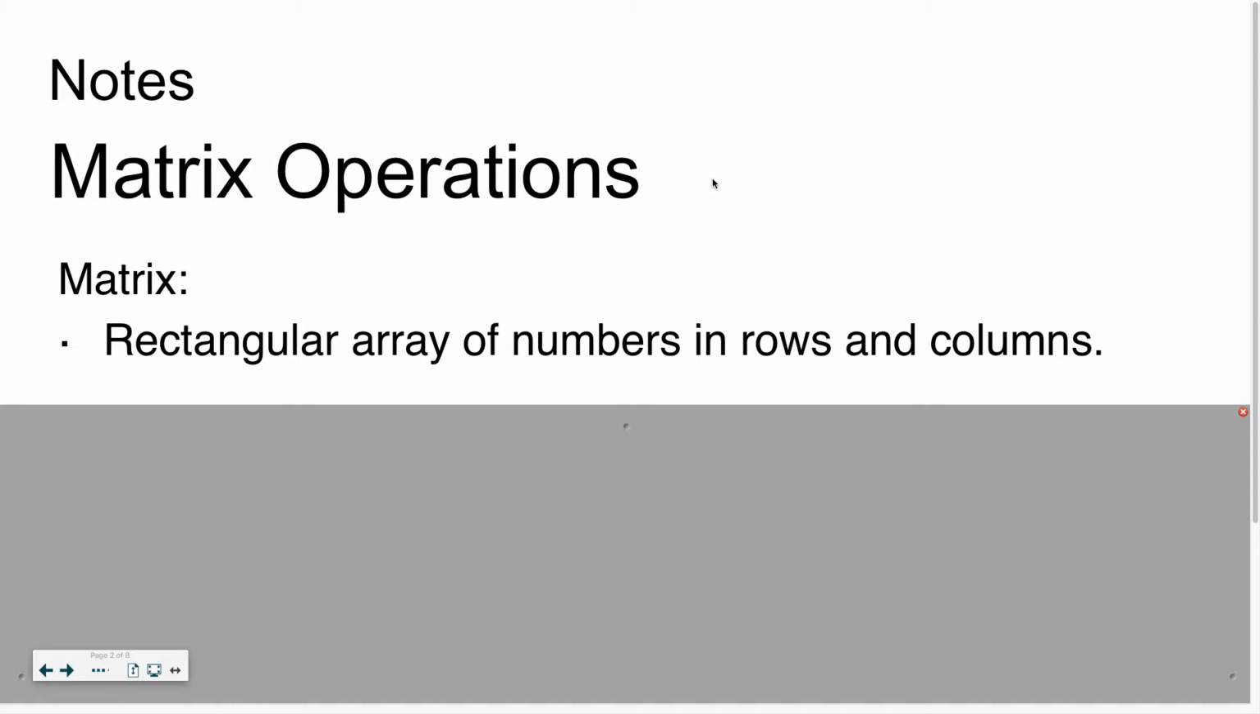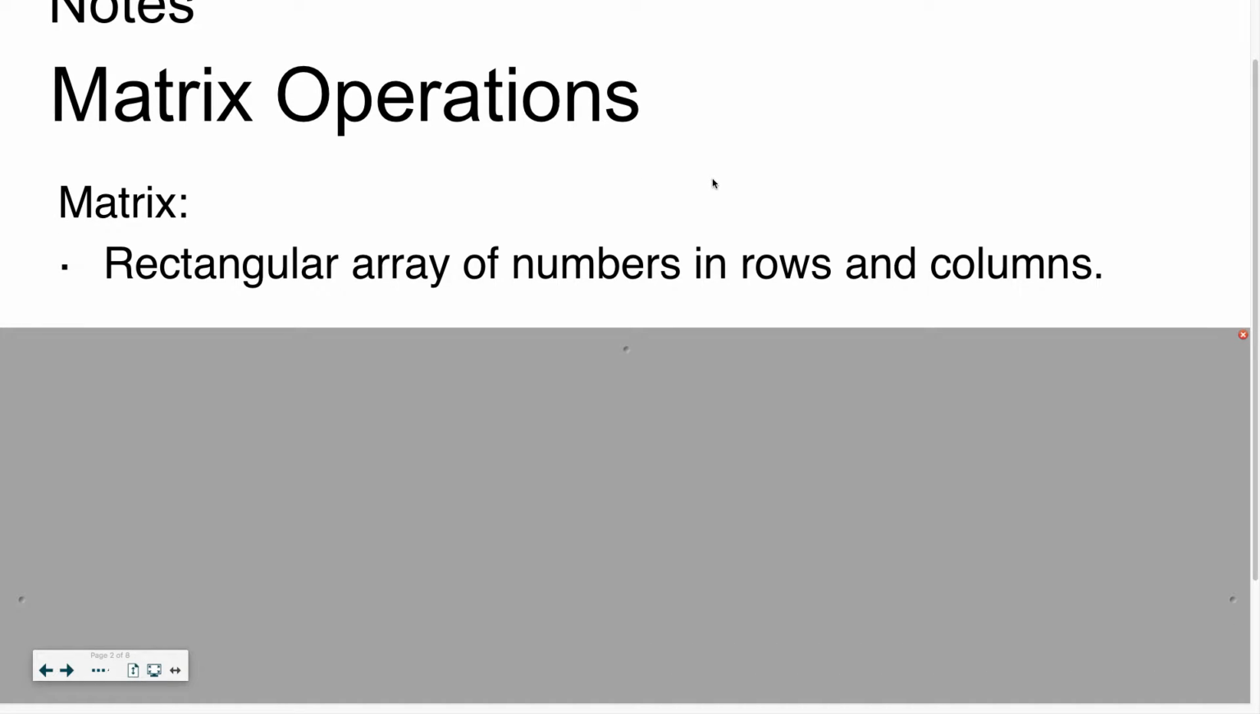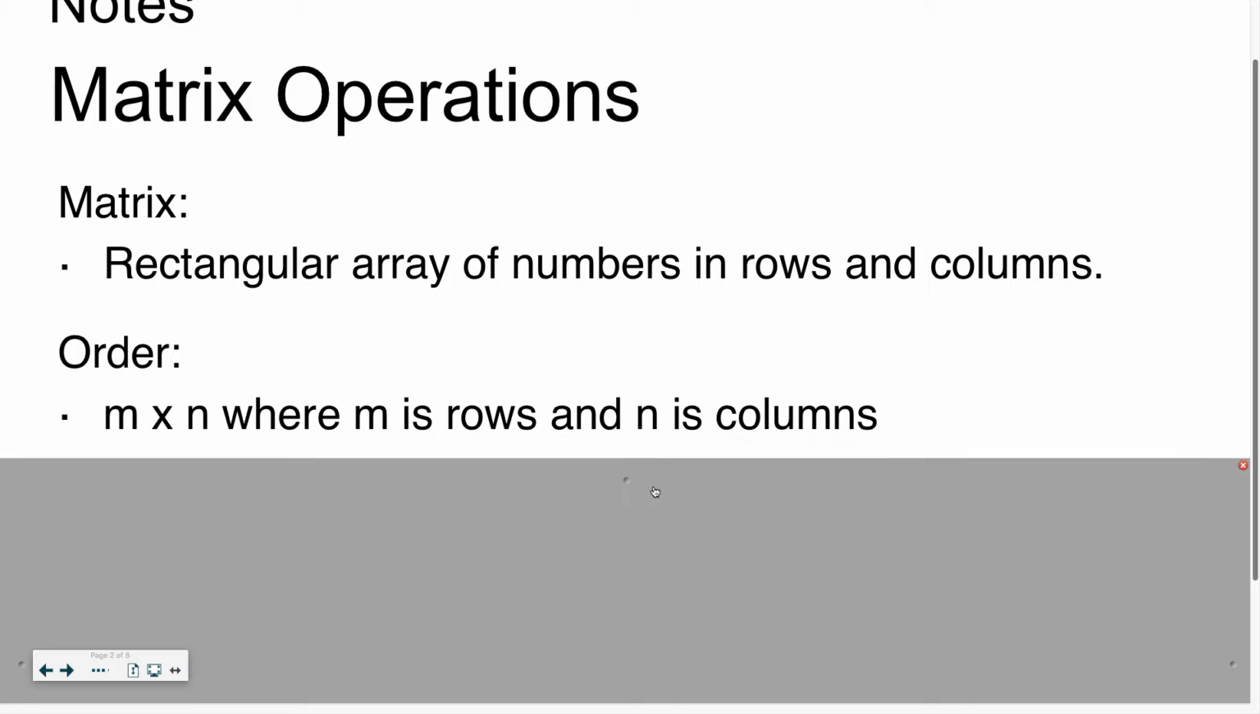A matrix is a rectangular array of numbers that are in rows and columns. So it's just numbers in rows and also in columns. It's always rectangular. Order is another word for dimension.